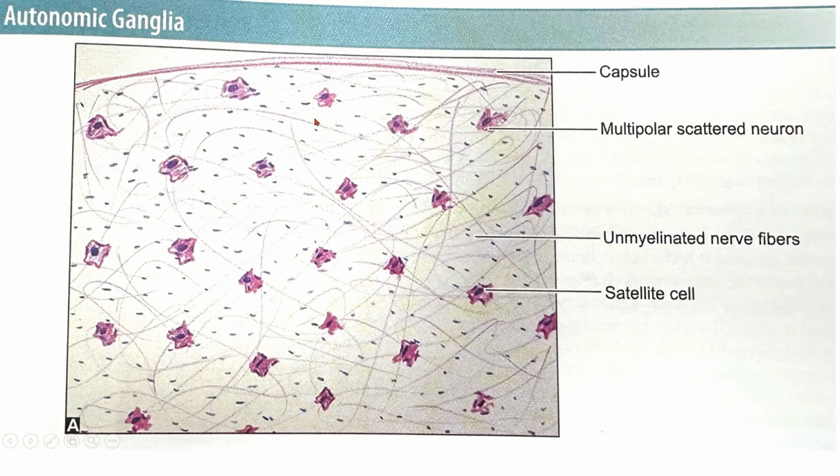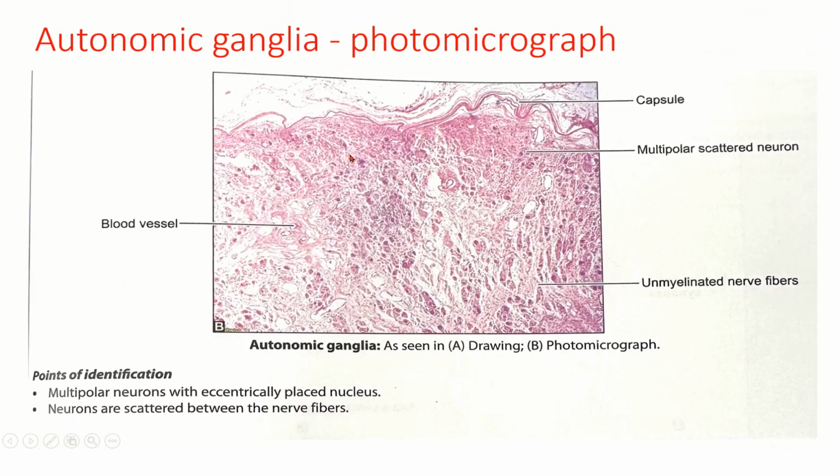You can see here small multipolar neurons scattered, separated by scattered unmyelinated nerve fibers and less prominent satellite cells. And the connective tissue capsule is also thin. You can see here thin connective tissue capsule. So you can see here and there the scattered multipolar neurons separated by scattered unmyelinated nerve fibers.